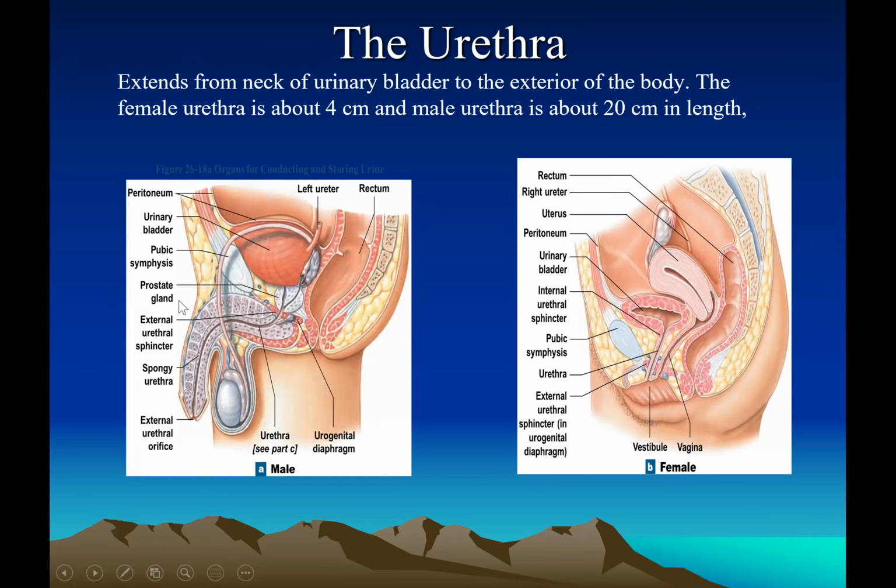So here's the cross section of the reproductive system in males. And here you can see the bladder, and then you can see the prostate gland that is unique to males. And then we see the urethra. So in males, both urination and ejaculation share the same tube, and it's very long. It can be up to 20 centimeters long. Whereas in females, the urethra is very short.